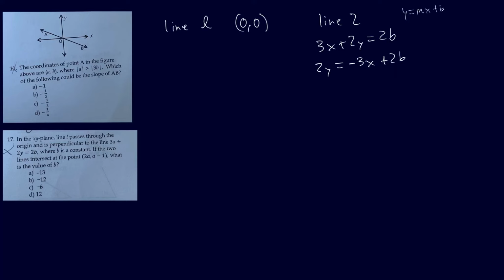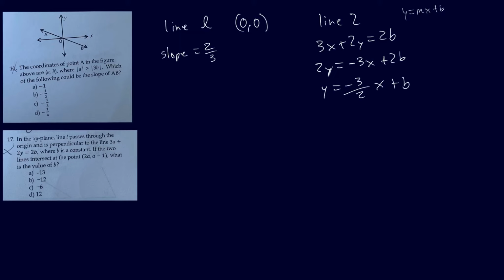Okay, so I still want to get the y by itself, so next thing is to divide by 2 on both sides. So the left side becomes y equals negative 3 over 2 x plus b. And so the slope of line 2 is negative 3 over 2. The slope of line L is going to be the negative reciprocal. So since line 2's slope is negative, this is going to be positive, and it's going to be positive 2/3.